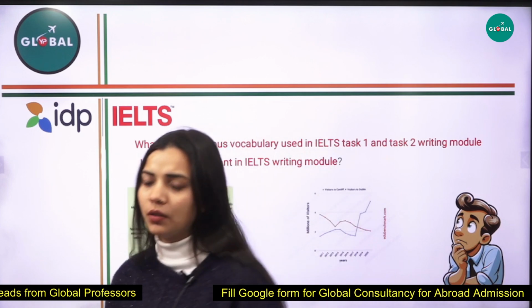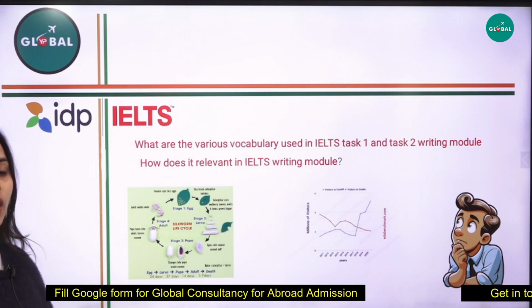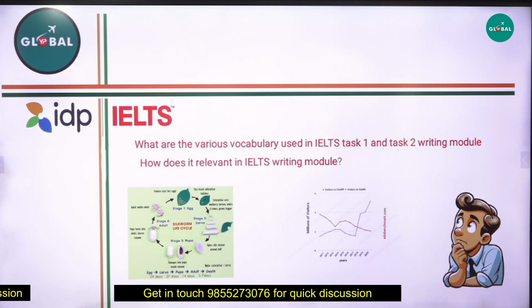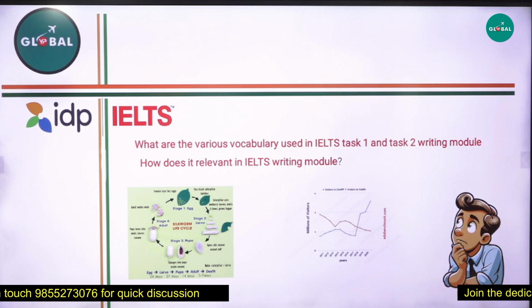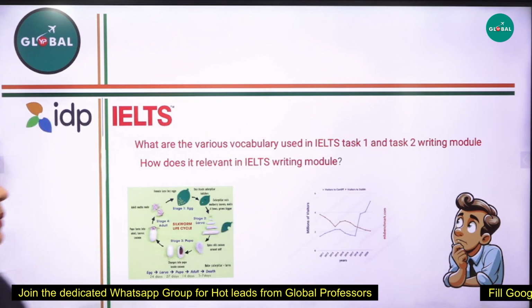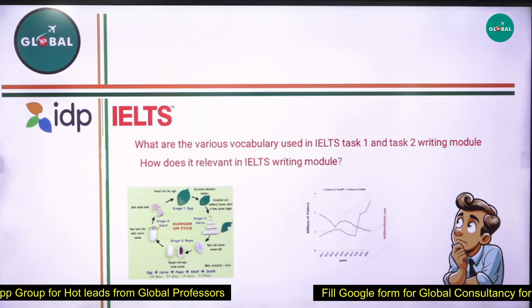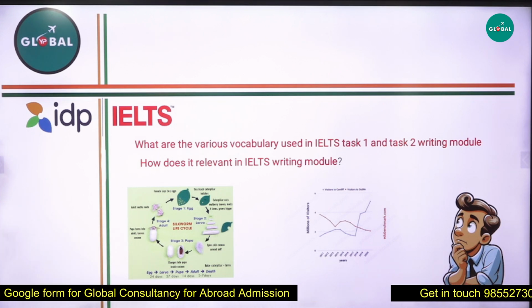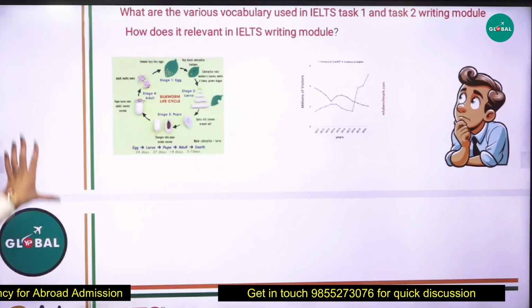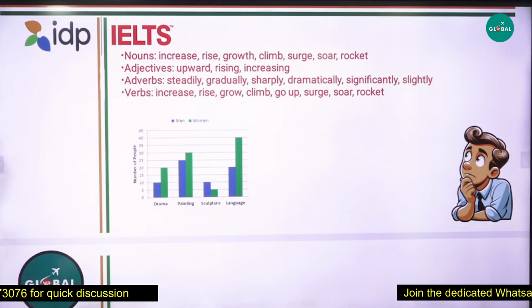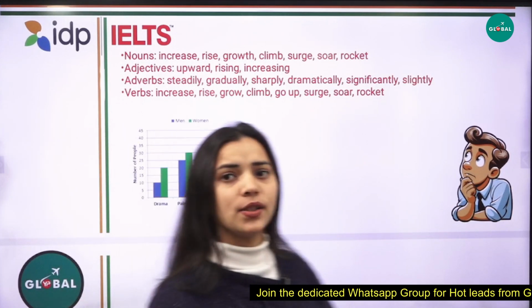To make good sentences, to use complex sentences, simple sentences and compound sentences, we use some vocabulary to link them and to link our comparisons. So in this video we are going to discuss all those vocabulary: what are the various vocabulary used in IELTS task 1 and task 2 writing module, and how relevant it is in the IELTS writing module.